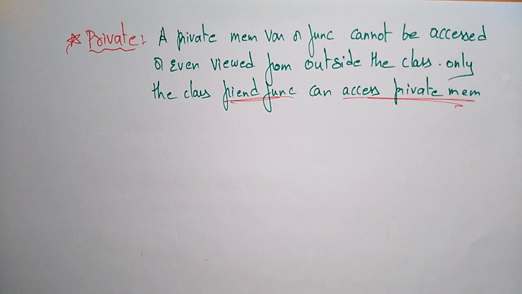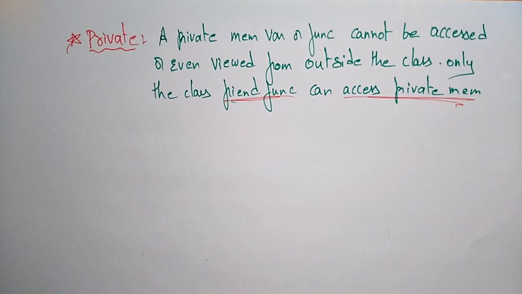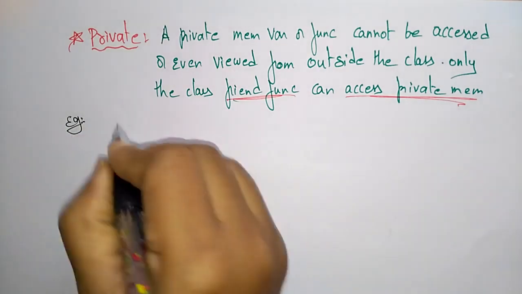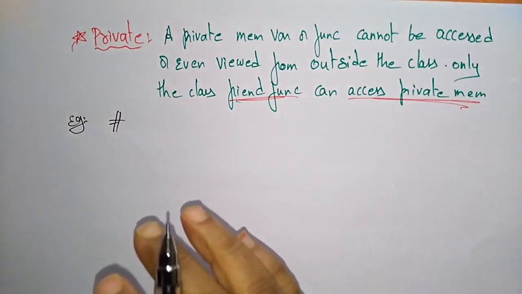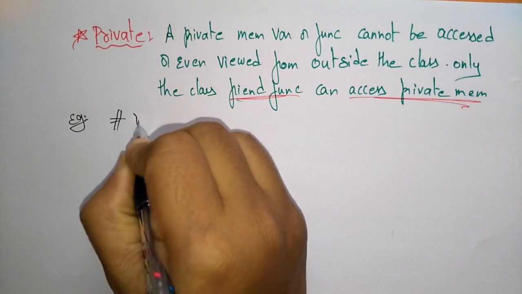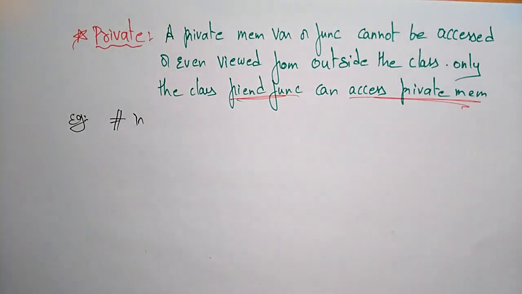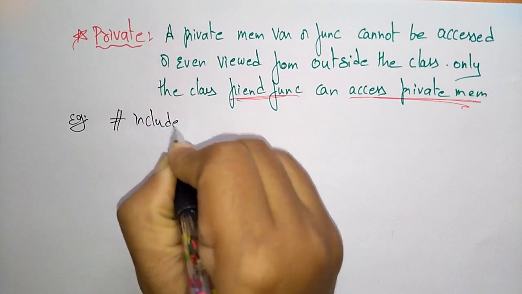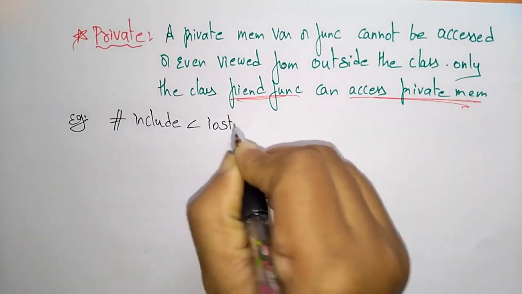So let us see one example. In this example, I'll use the public and private. Then you will be clear what is public and what is private. I declare some items as public and some items as private. Include iostream.